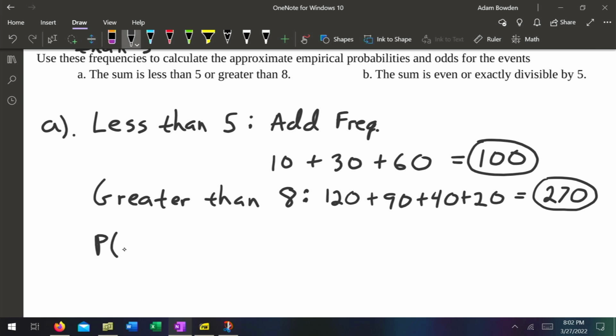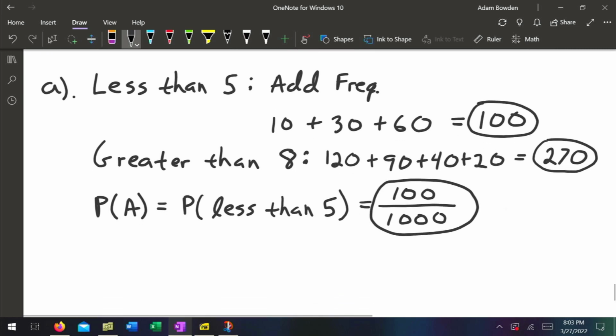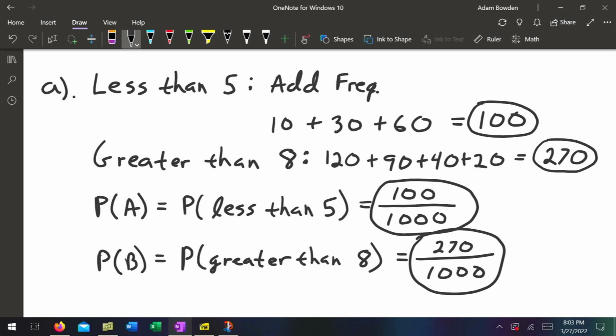The probability, let's call it of A, which will stand for the probability of a sum less than 5. There were 100 of those out of the total of 1,000 trials run. So 100 over 1,000 is the so-called empirical probability. And then for the probability of B, let's say that's the probability where the sum was greater than 8. There were a total of 270 of those trials out of 1,000, or 270 divided by 1,000.